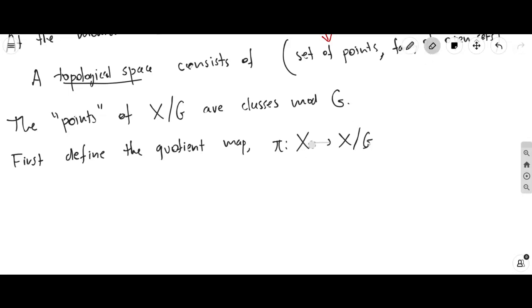So there's an obvious map from X to X mod G. And what map is that? If you take a point in X, you simply map it to its own class. Right? That's the obvious map. And this is clearly surjective.